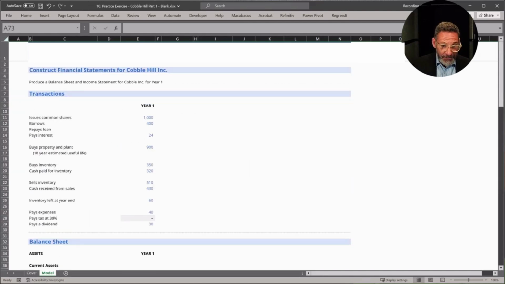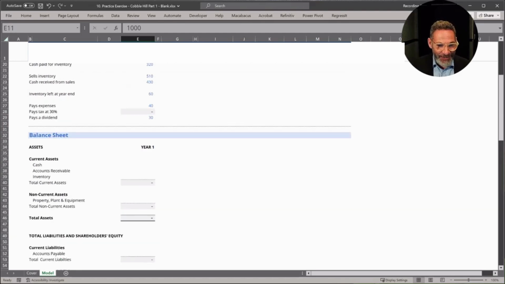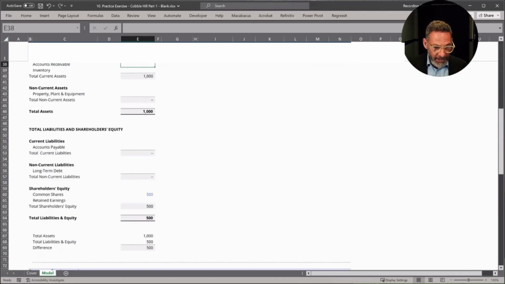Here we go. So we're going to issue common shares for 1,000. So we're going to have cash of 1,000. Oops, I'm going to put an equal sign so I can record all my transactions and see those transactions if I look in the cell. And our common shares, oh, there was already a number in there. That should be 1,000. Let's get that in there. Our balance sheet balances, and this transaction doesn't hit the income statement, so we're good.